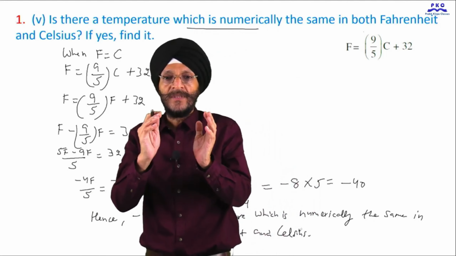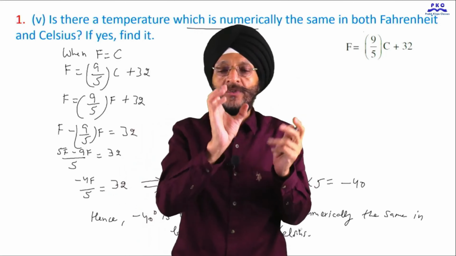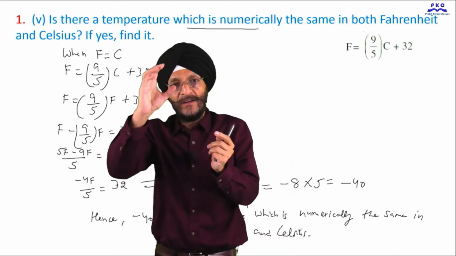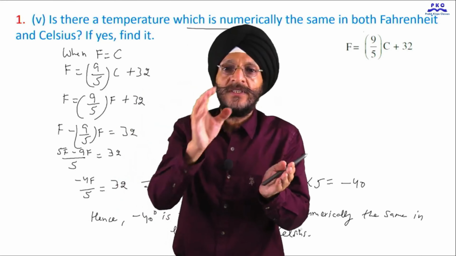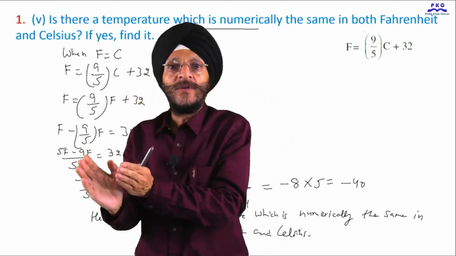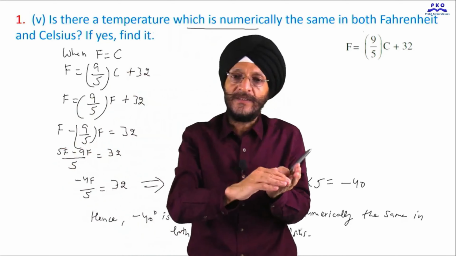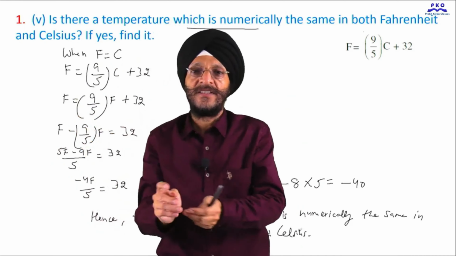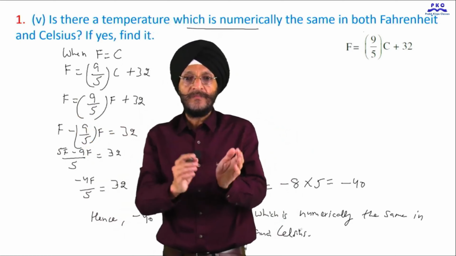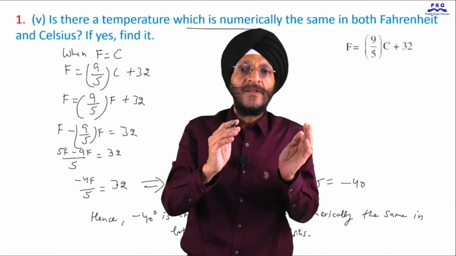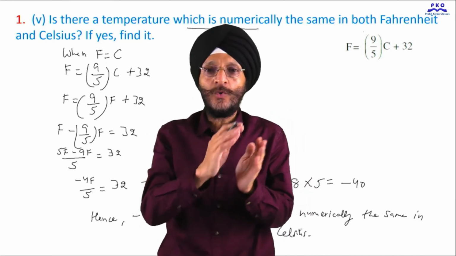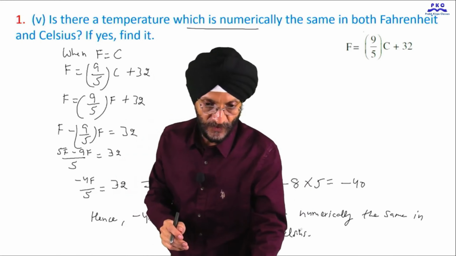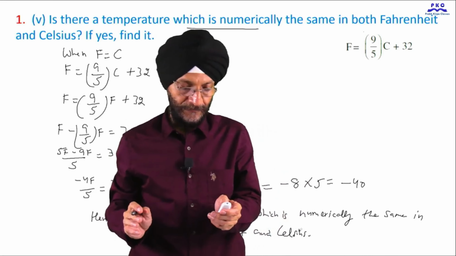We found two solutions in respect of C and F, Celsius and Fahrenheit, and we drew the graph. In another question, the value of C was given and we found the value of F. In another question, the value of Fahrenheit was given and we found the value of Celsius. And now in this question, we found the temperature which is numerically the same in both Fahrenheit and Celsius. We hope you have understood the same.